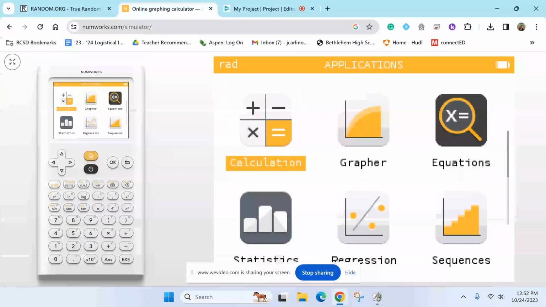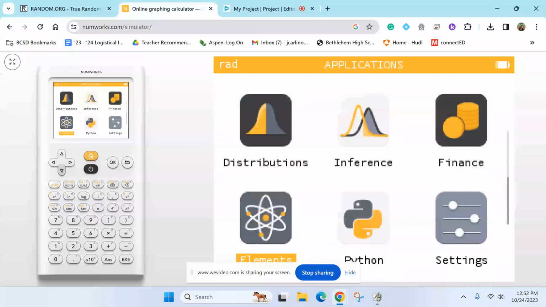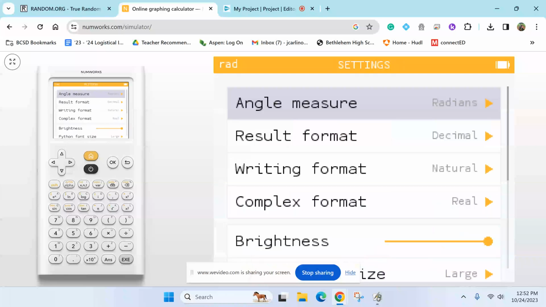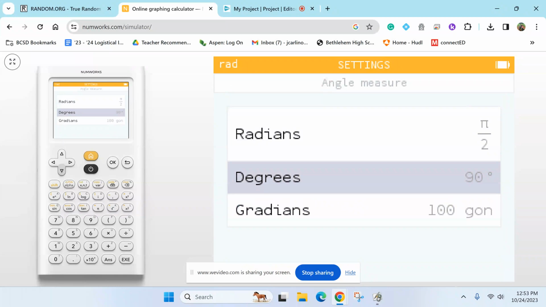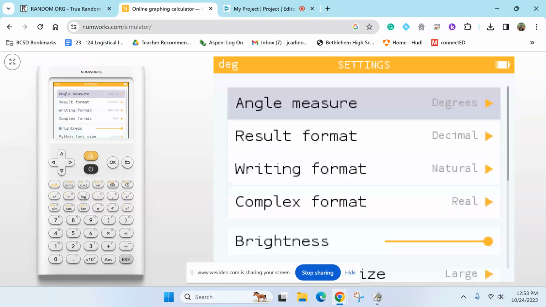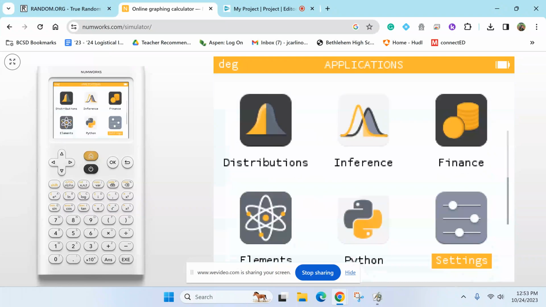So how do I do that on the NumWorks? Scroll all the way down on this home screen to where you see settings. Everybody, it's the bottom right-hand corner. Go over to settings, enter, and then everyone see angle measure. First one on the list. It says you're in radians. Hit enter. I don't want to be in radians. I want to be in degrees. So I hit enter. And now everyone look at the top left-hand corner. It's telling me what it's in. Should be in degrees now. All good? Everybody in degree mode. Okay, so go back to the home screen.